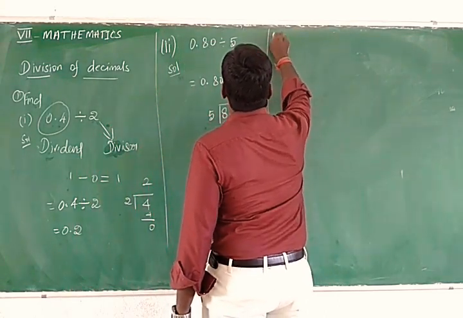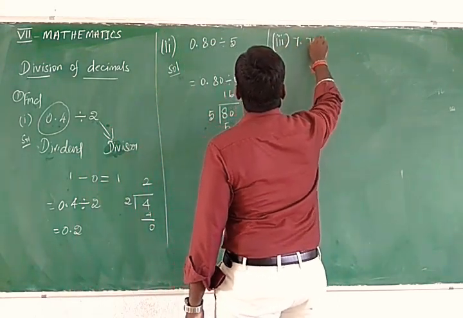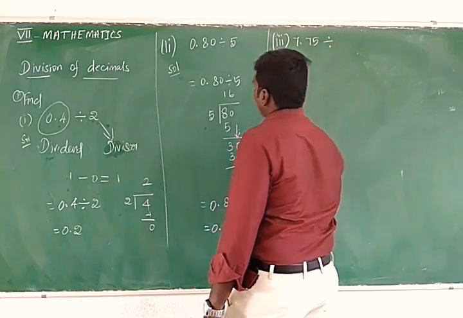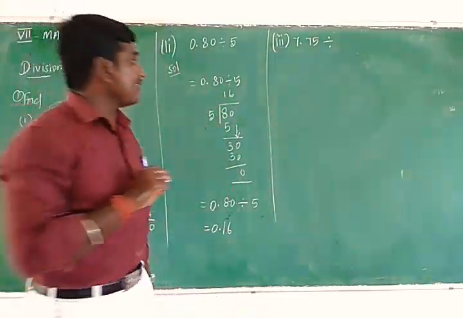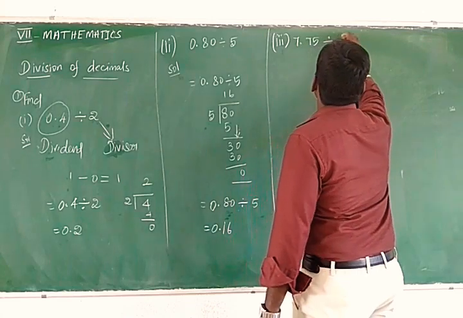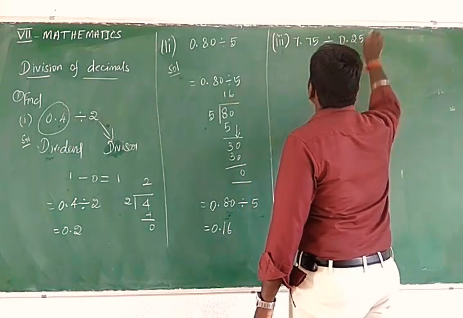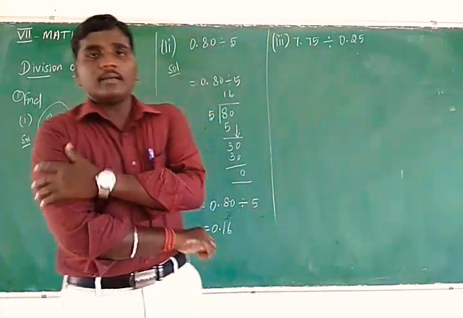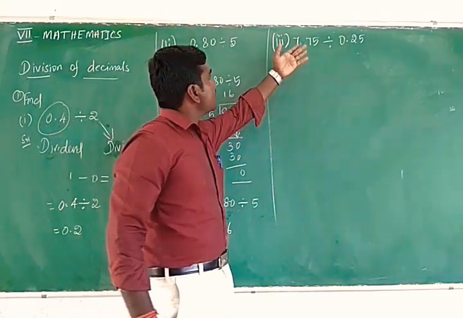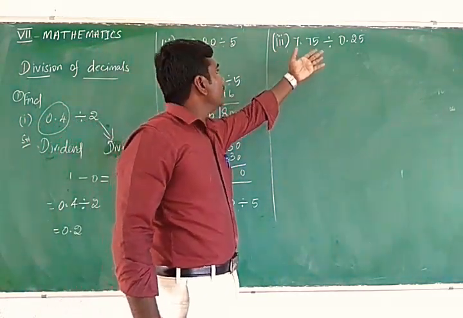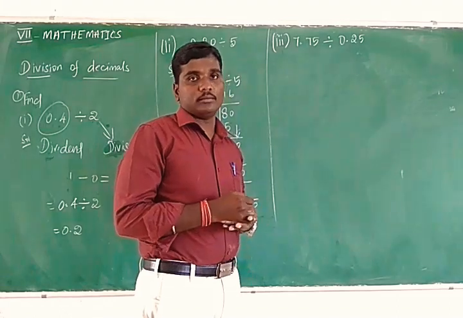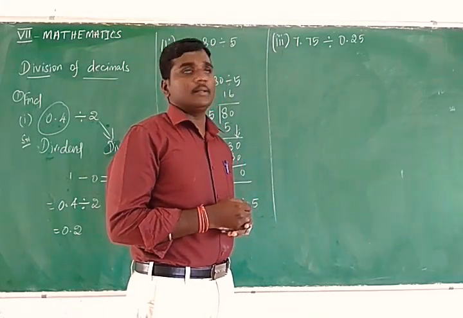The next one, the third one: 7.75 divided by 0.25.